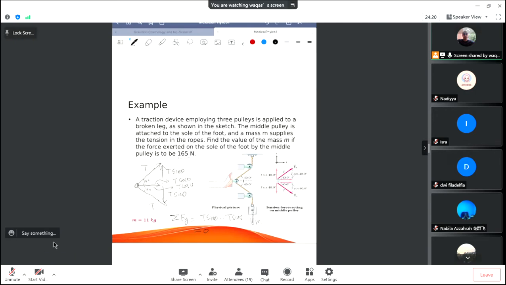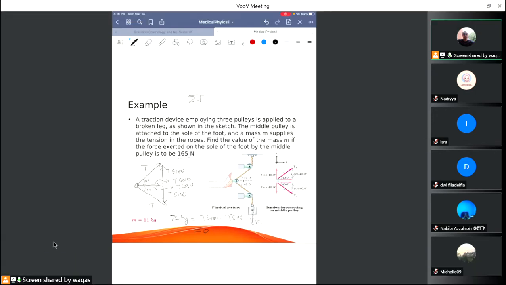So what about the horizontal component force? The horizontal component is T cos theta, and the other one is also T cos theta. So this is 2T cos theta. Now you need to find the mass. So how to find the mass?